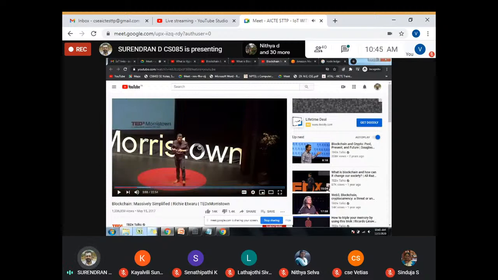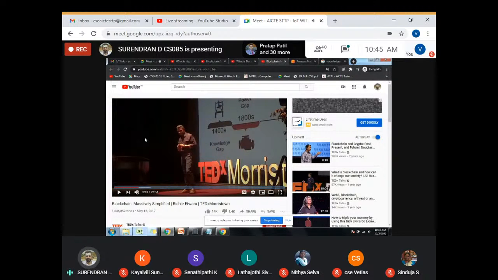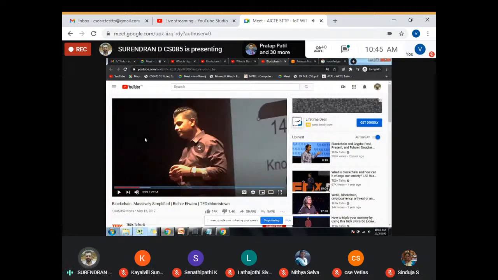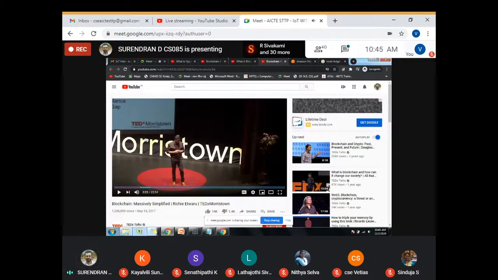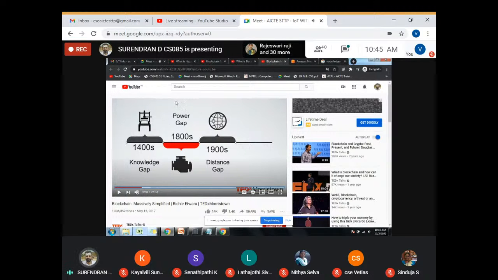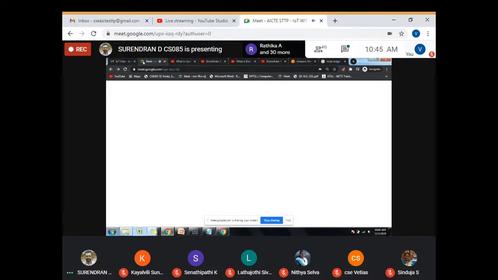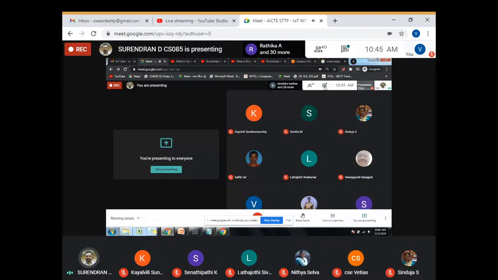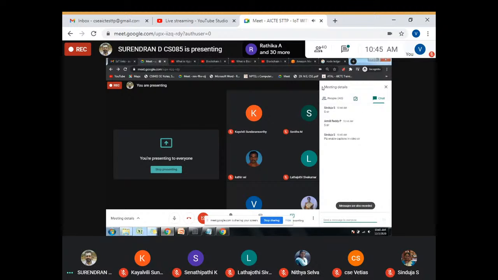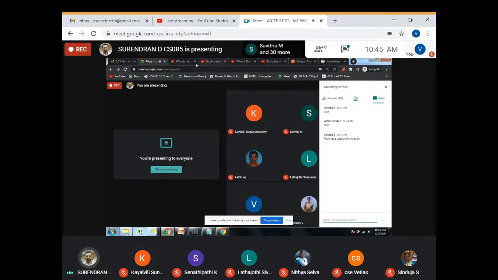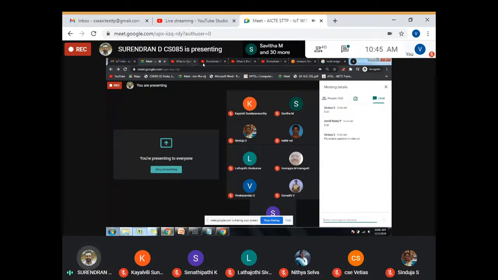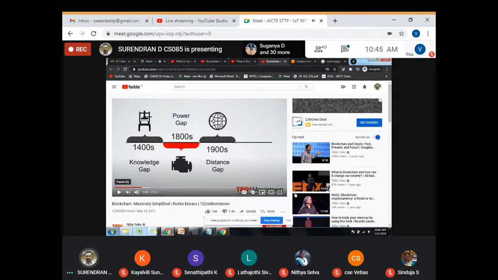Then the second gap is the power gap. This power gap is filled by engines, IC engines. This is shown here. You can see this now. Participants, are you able to see? Fantastic, Sidhuja ma'am, good. I'll just enable the captions. That's good.